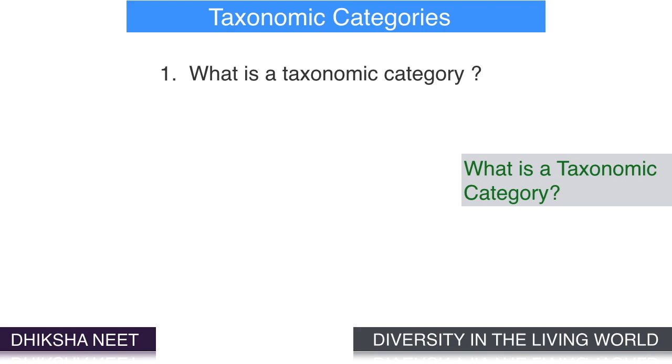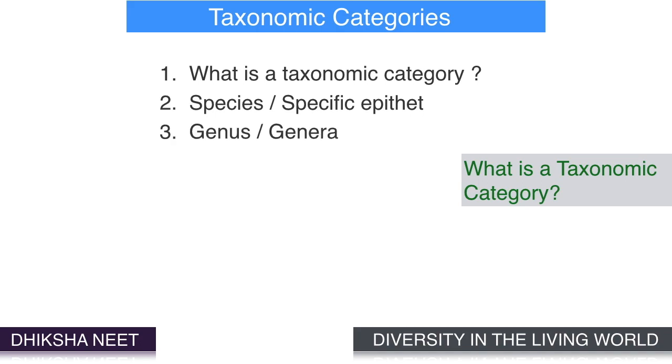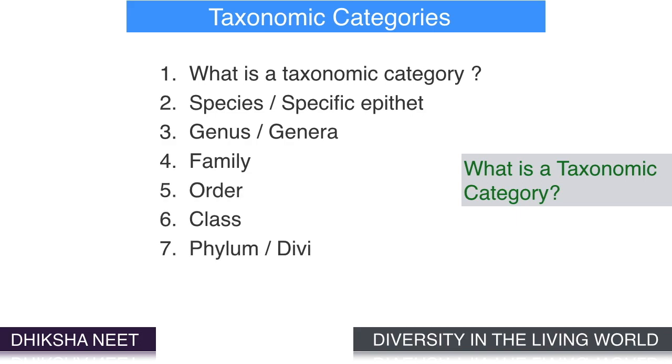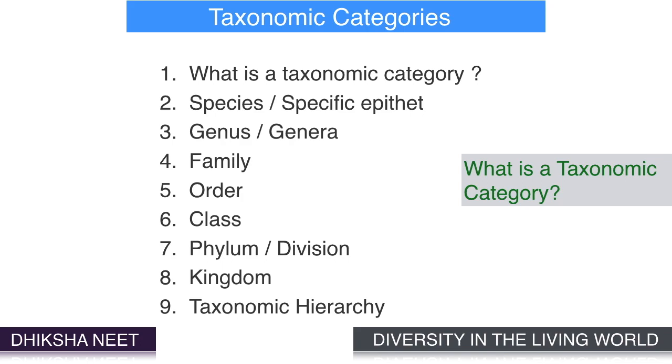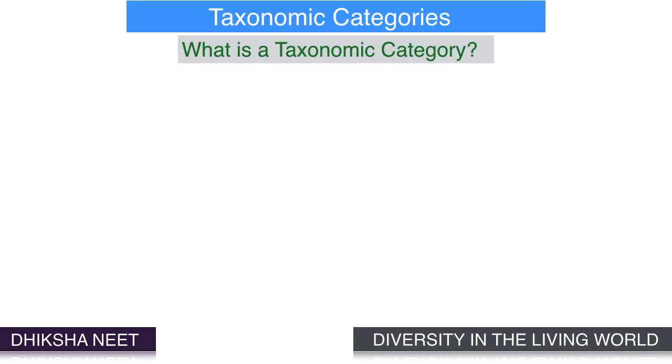1. What is a taxonomic category? 2. Species, specific epithet. 3. Genus, genera. 4. Family. 5. Order. 6. Class. 7. Phylum, division. 8. Kingdom. 9. Taxonomic hierarchy. 10. Examples. Let us try to understand each of these. What is a taxonomic category?